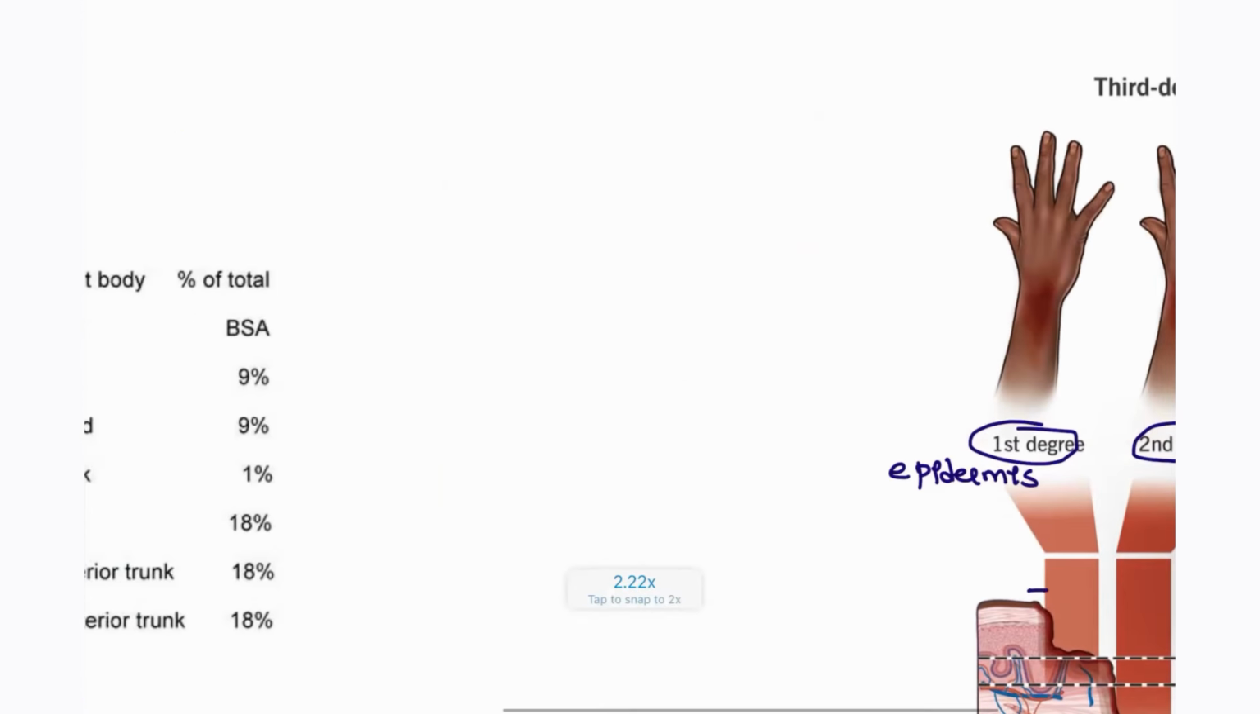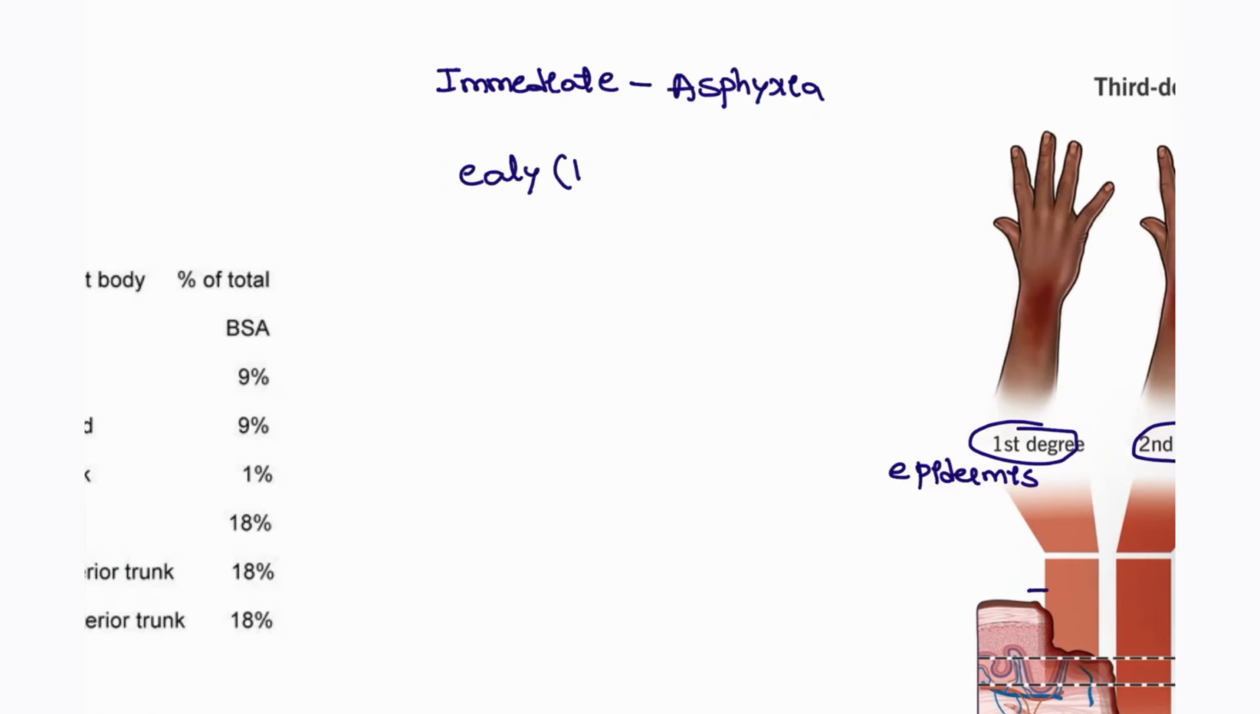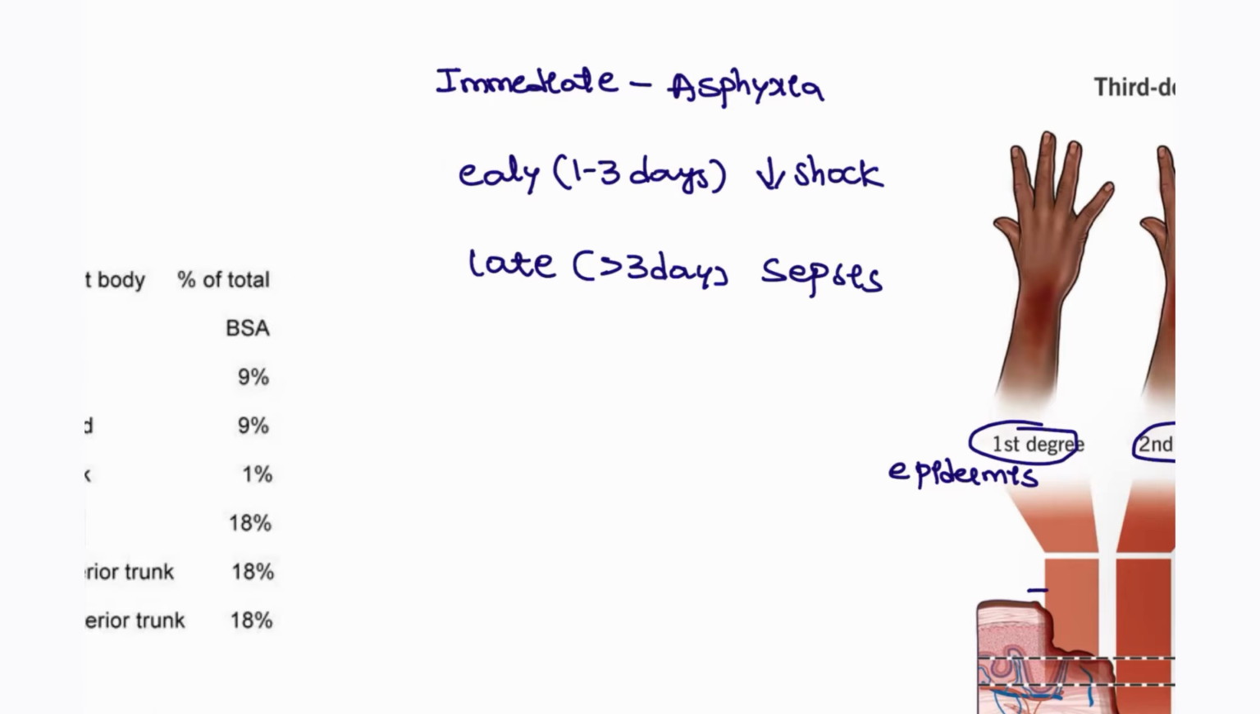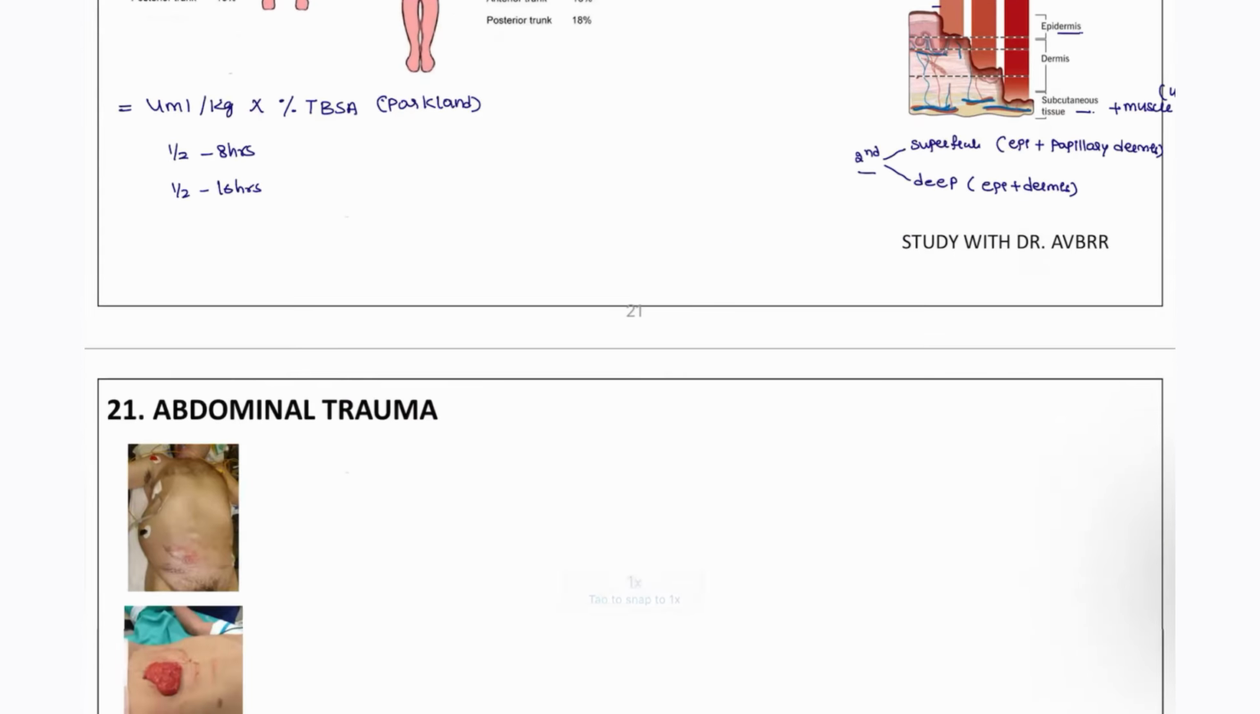Next, cause of death. If it is an immediate cause of death, it is most commonly due to asphyxia caused by the burns. If it is an early death, like 1 to 2 or 3 days, then this is due to shock, hypovolemia, fluid loss. Next, late, more than 3 days, this is due to sepsis. And in sepsis, the most common causative organism is Pseudomonas. Okay, this is the overview of the burns.